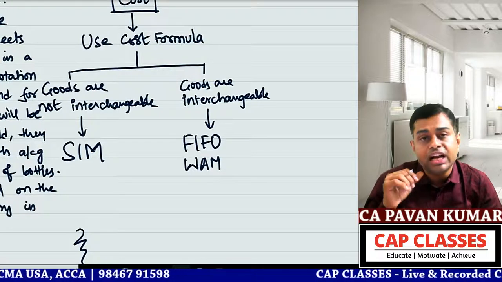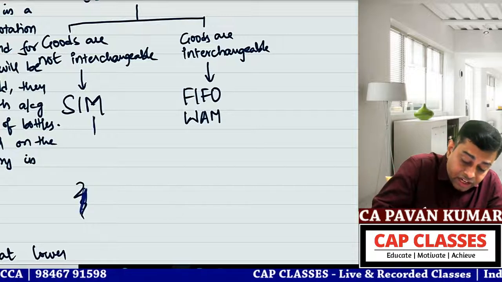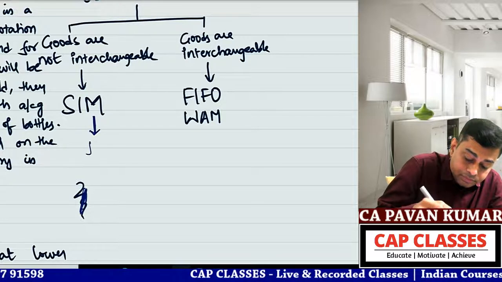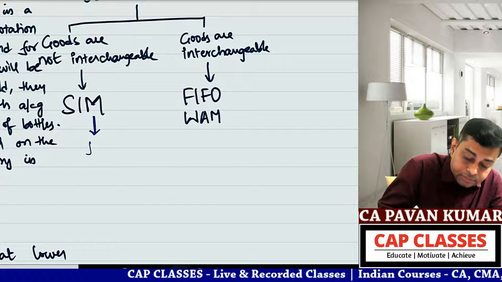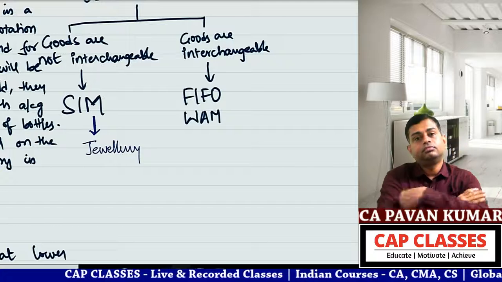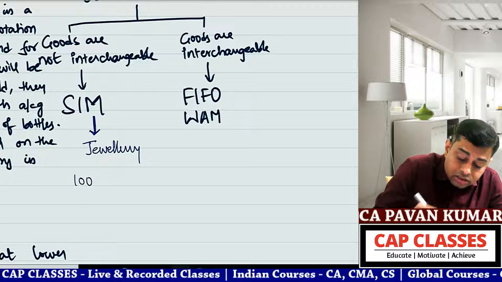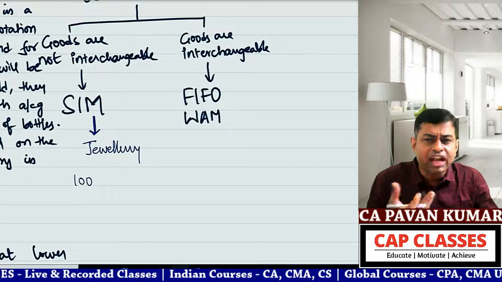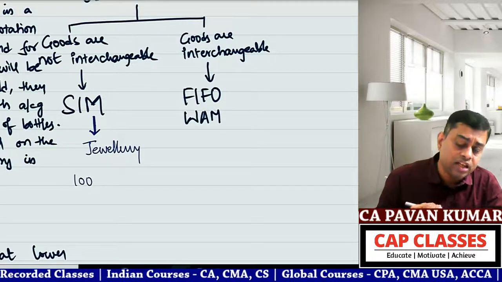So if goods are not interchangeable, use specific identification method. I'll give you one best example. Consider jewelry. They have 100 ornaments, 100 chains, necklaces or bracelets, 100 rings, 100 ornaments.